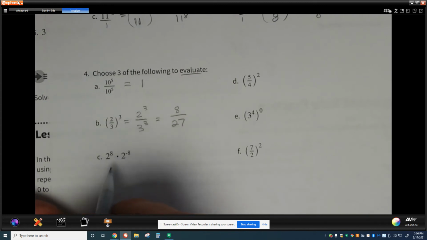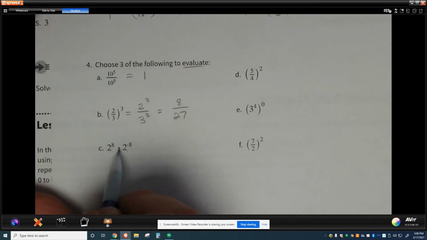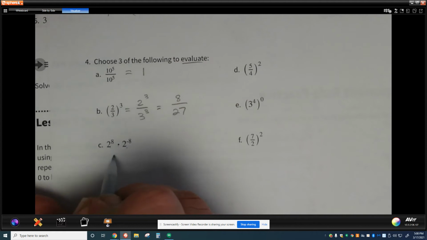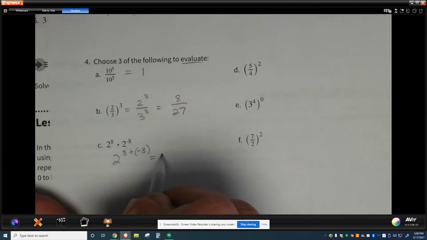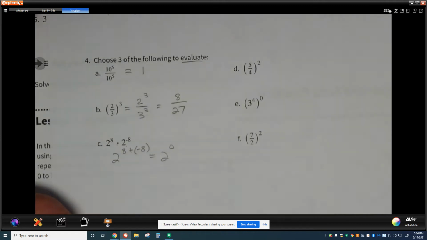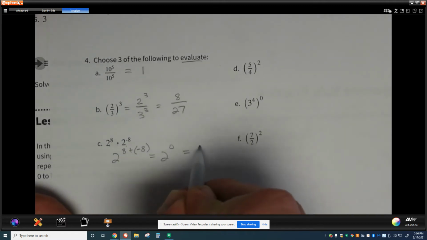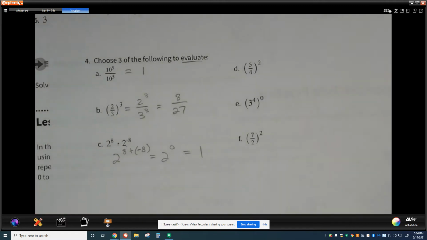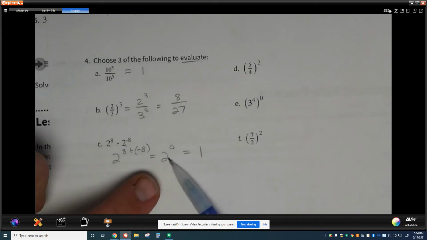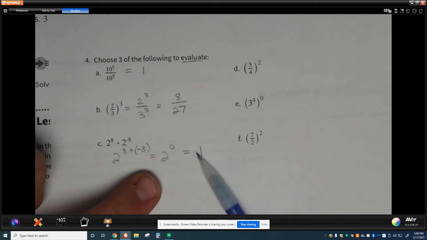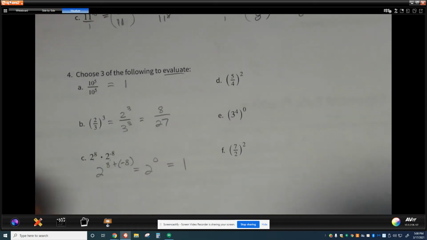Looking at letter C, I see product of powers, same bases being multiplied together. I can simply add the exponents. And I know that 8 plus negative 8 is 0. And I know anything to the 0 power will be equal to 1. When we come to the evaluate part of this, we would not want to stop here at 2 to the 0 power. We want to take it all the way to 1.